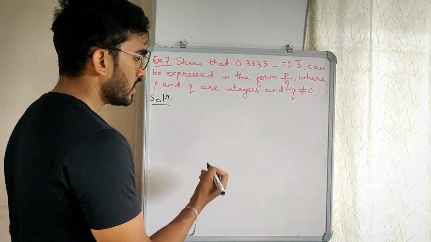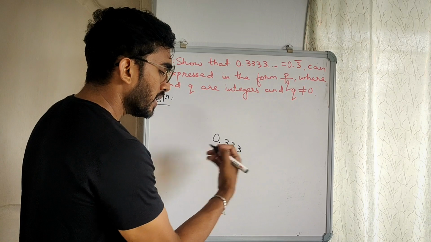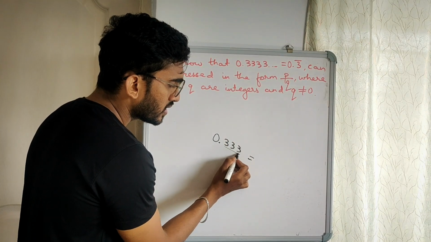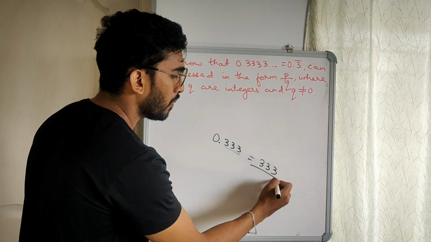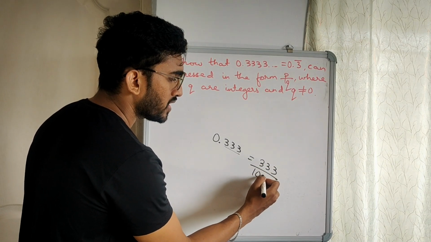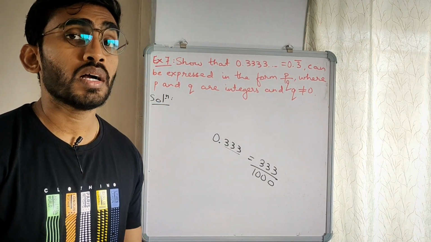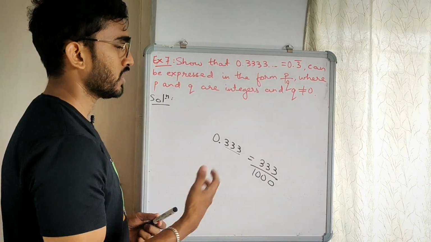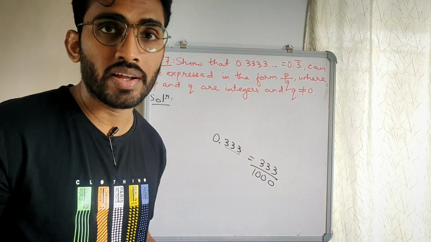If it was terminating, let's say if it was 0.333, then we could have written it simply: there are 3 digits after the decimal, so I can write it as 333 upon 1000. This is in the form of p by q, right? But in the case of non-terminating recurring, we don't know how many digits are there after the decimal, and we know that it is infinite.